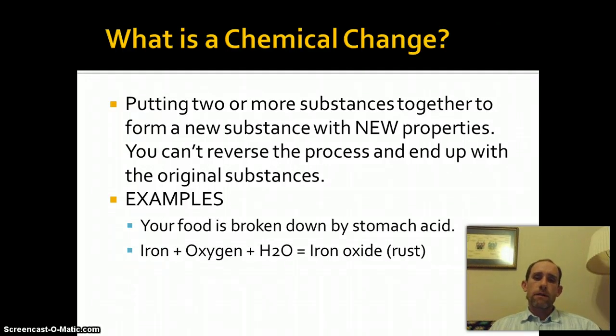A second example is the rusting of a car over a long period of time. Iron and oxygen, or water as well, can cause this to happen, and will form iron oxide, which is known as rust.